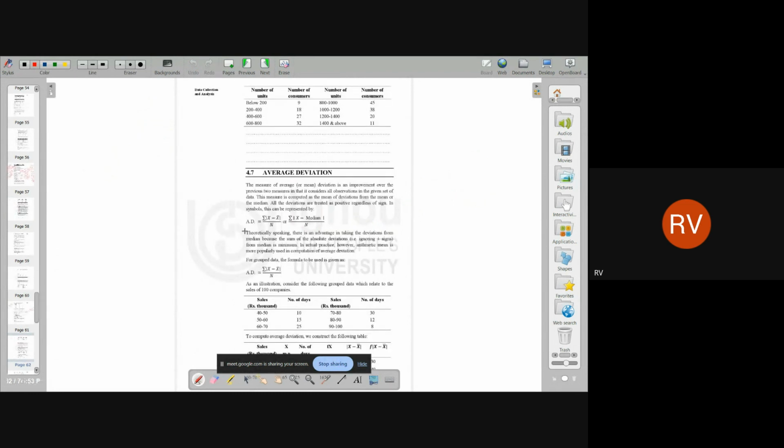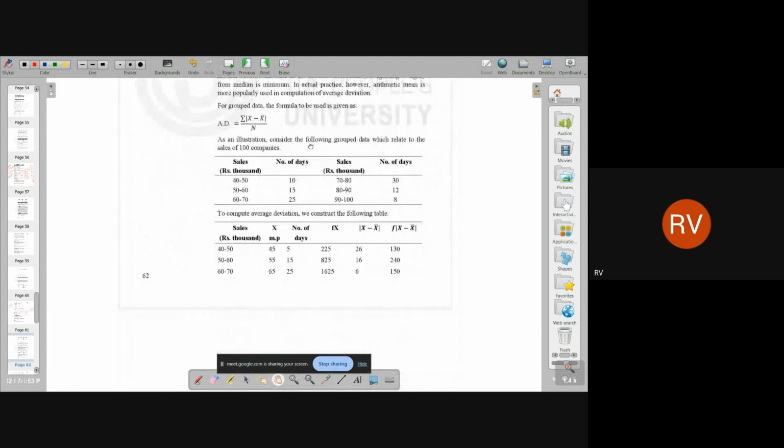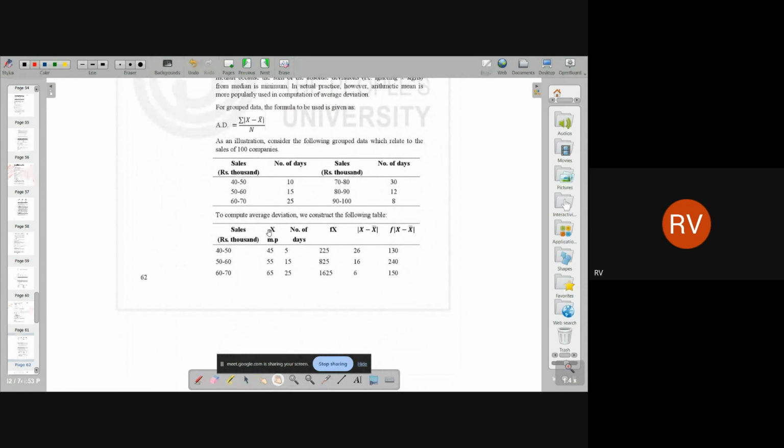Average deviation is sigma modulus of x minus x bar by n. For example, sales 40 to 50. Find the mid value 45, 55, 60. Number of days, that is, find f into x. Modulus of x minus x bar, then find the f into x minus x bar. This calculation is simple.